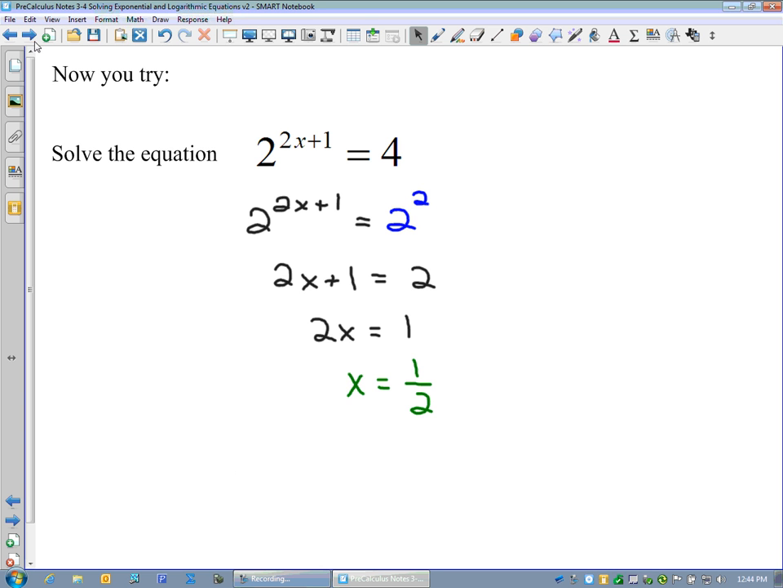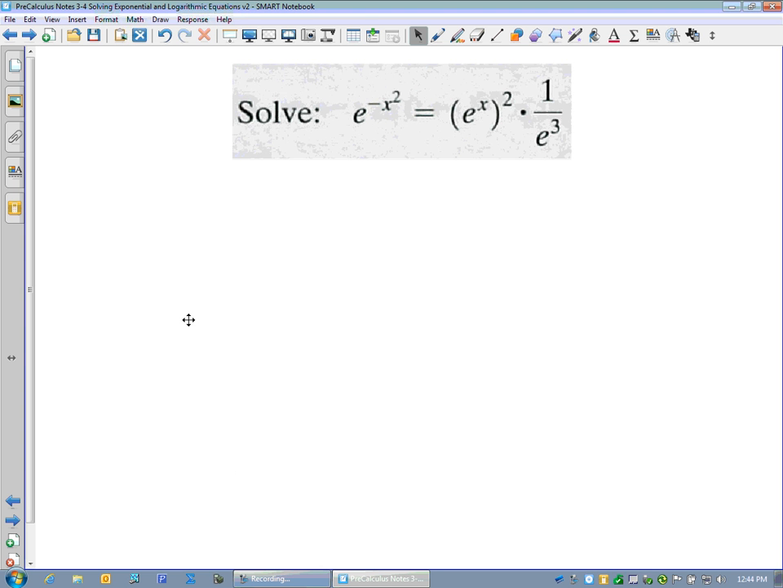All right, let's look at one that's a little different. And again, we're going to be doing some rewriting here. This one's a little more intimidating. We have e to the negative x squared equals the quantity e to the x squared times 1 over e cubed. Well, notice in the first two terms we definitely have e to some power. And then in the third one, though, we have e in the denominator. So I want to try to rewrite that.